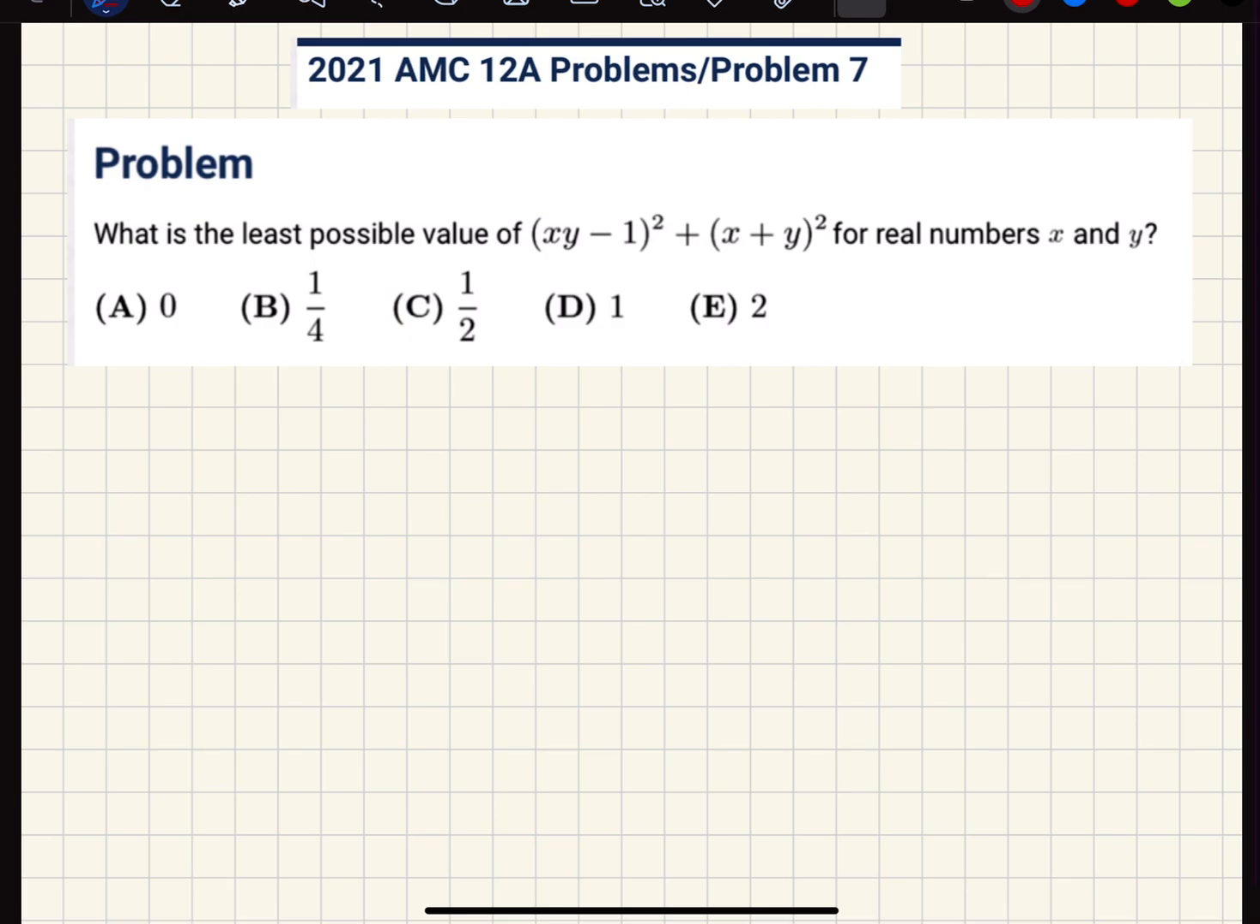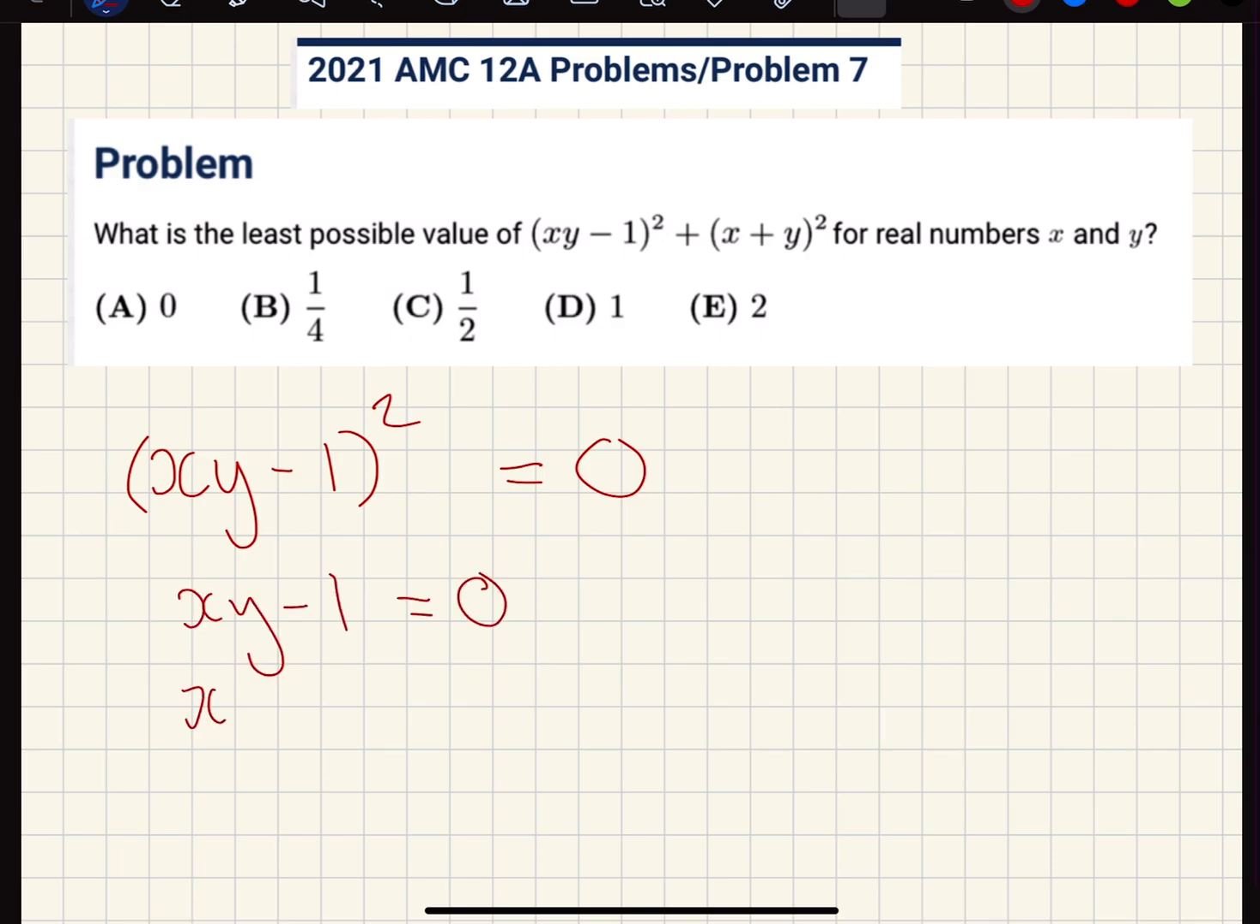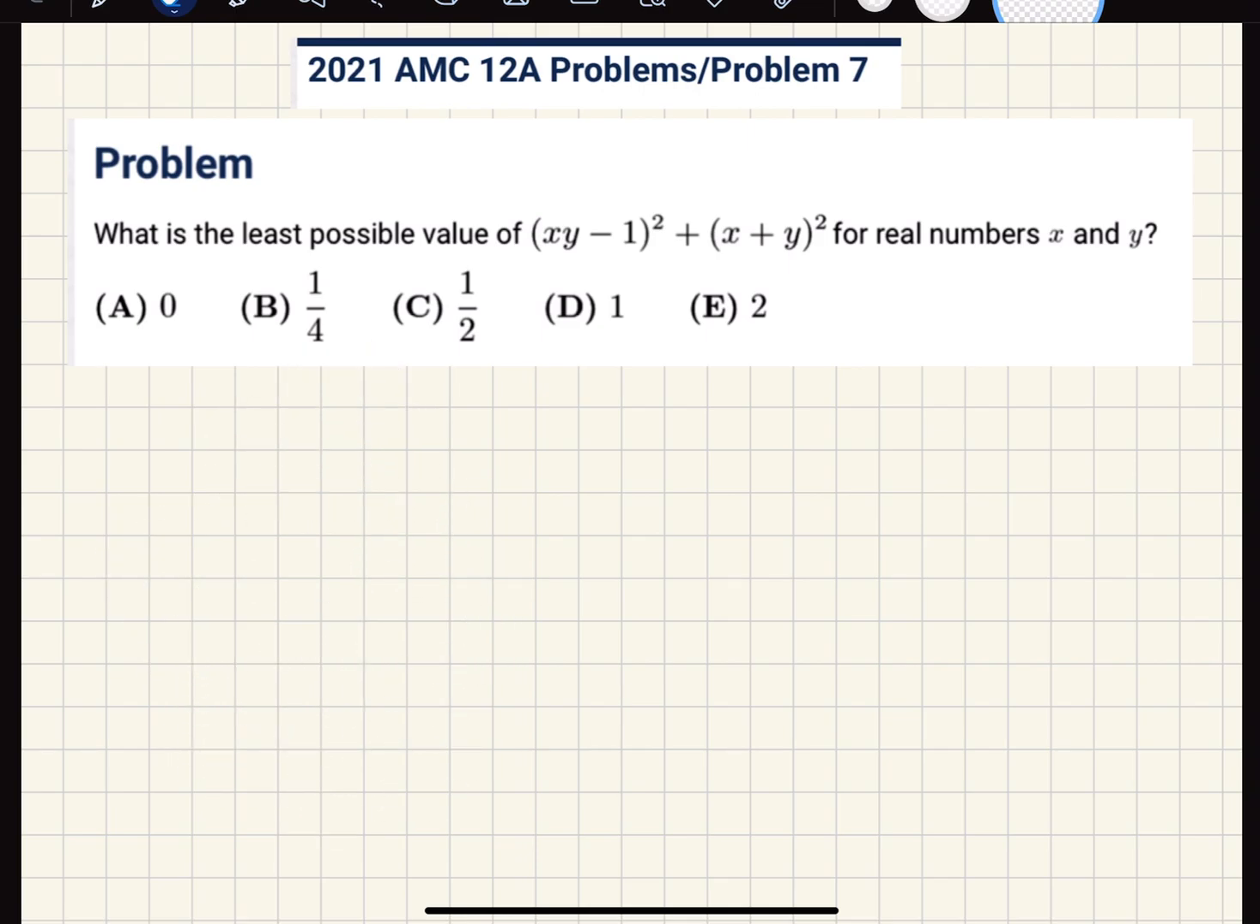When we want to find the least possible value of a function, there are a few different ways, but usually if it's got a square in it, for example, if we just wanted to know the least possible value of this bit, it would be quite straightforward. The least possible value that a square can take is 0. So then you would know that xy minus 1 equals 0, and then xy equals 1. So x and y would have to be reciprocals of each other. That's the first one. If x and y are reciprocals, then the first bit would be at its lowest. So we get x equals 1 over y.